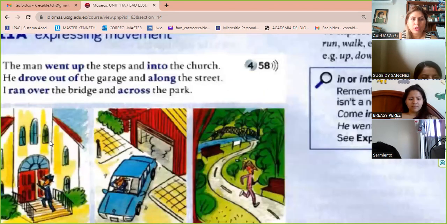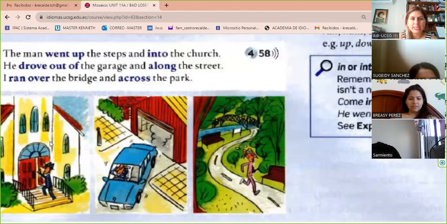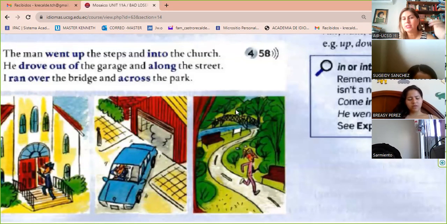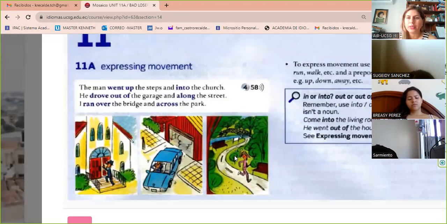You see here in the picture, he goes inside, yeah? In the second one, he drove out. That means that he left the garage and he went along the street. In number 3, he ran over the bridge. You see here the bridge, yeah? The bridge is something that connects or makes us go across an ocean or a river. And he goes across the park, through the whole park.